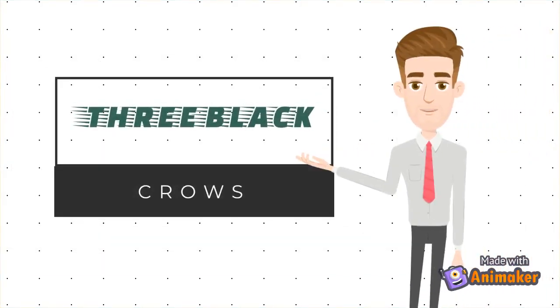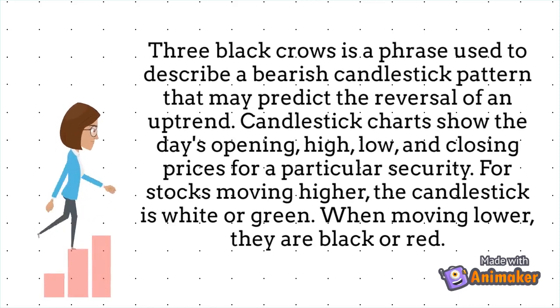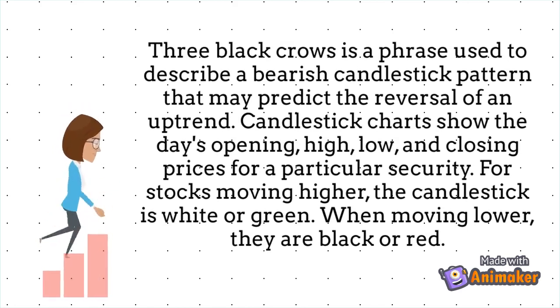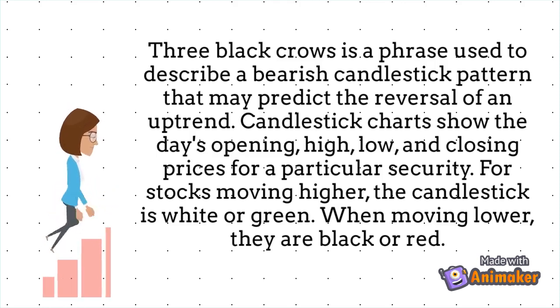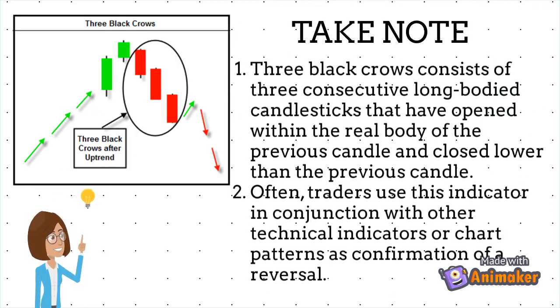Three black crows is a phrase used to describe a bearish candlestick pattern that may predict the reversal of an uptrend. Candlestick charts show the day's opening, high, low, and closing prices for a particular security. For stocks moving higher, the candlestick is white or green. When moving lower, they are black or red. Take note that the Black Crow pattern consists of 3 consecutive long-bodied candlesticks that have opened within the real body of the previous candle and closed lower than the previous candle.